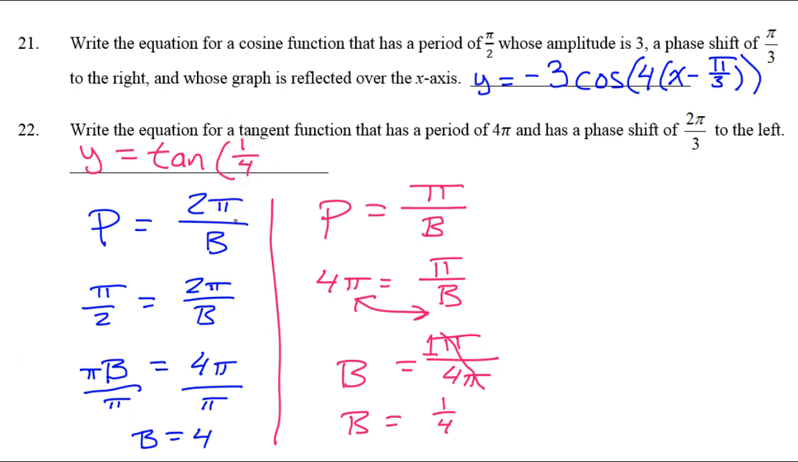inside my tangent function. Now here comes the phase shift, so I need another parentheses. Phase shift 2 pi over 3 to the left. Since it's to the left, I'm going to put x plus 2 pi over 3. And that's all the information they gave us. So that would be the equation for number 22.